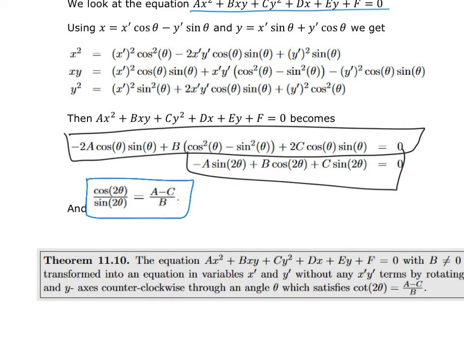And I know that I can replace cosine and sine with cotangent. So the cotangent of 2 times my angle is equal to a minus c divided by b, where a, b, and c are coefficients in my equation. A is the coefficient on x squared, b is the coefficient on xy, and c is the coefficient on y squared.